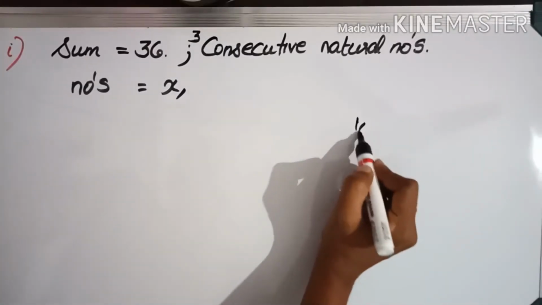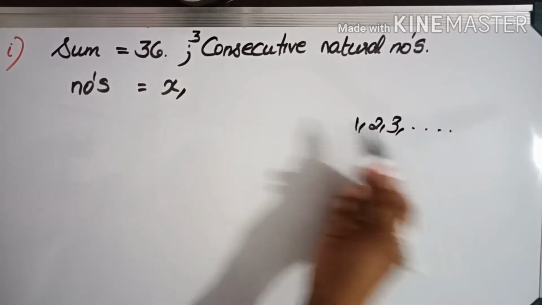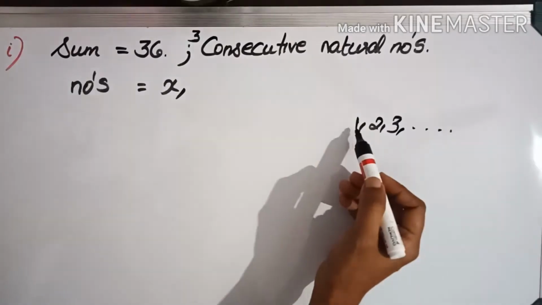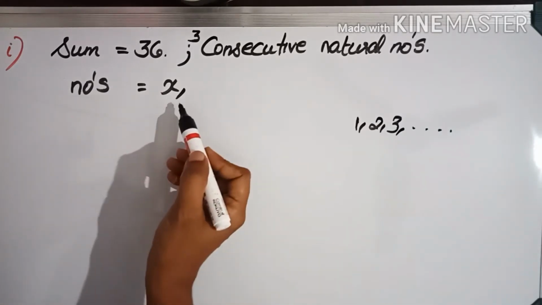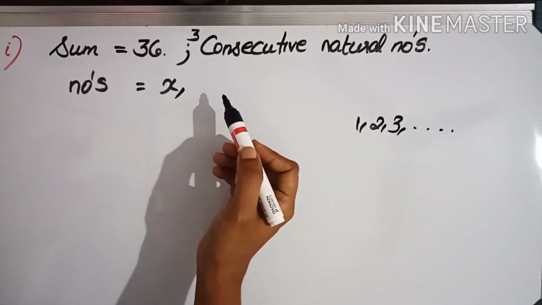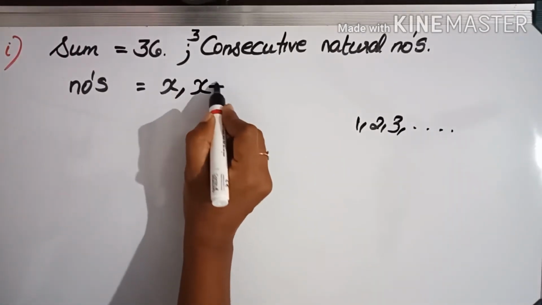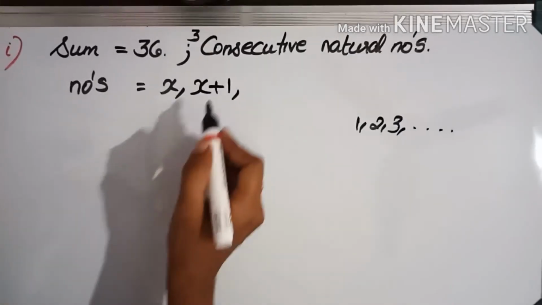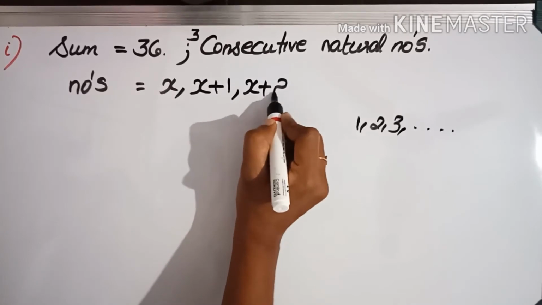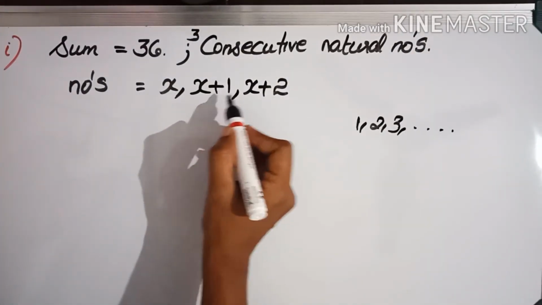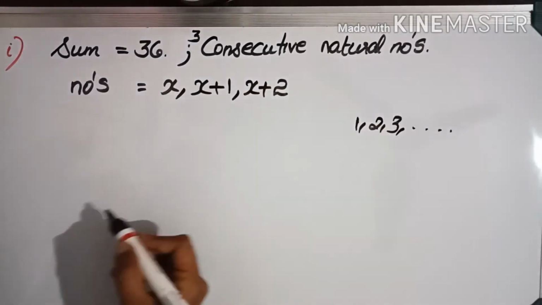Natural numbers means 1, 2, 3 like that, so 1 is added each time. If the first number is 1, the second number will be 1 plus 1, 2, and the third number will be 2 plus 1, 3. So if the first number is x, we add 1 more to this x. That is x plus 1 will be the second number, and the third number will be x plus 2. These are the 3 consecutive natural numbers.